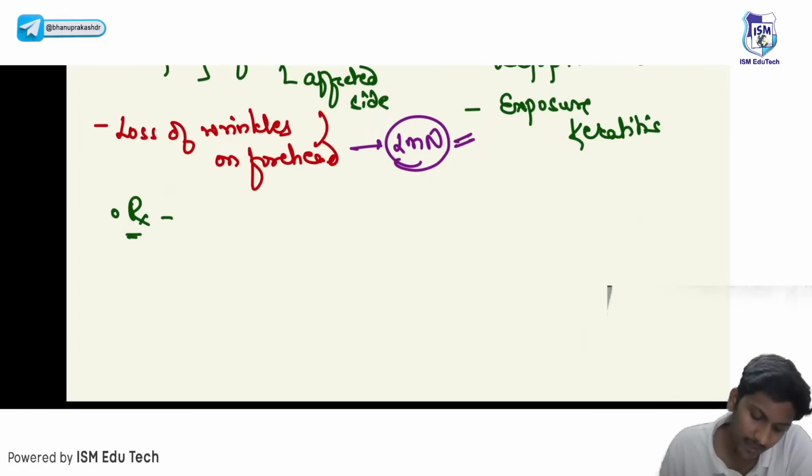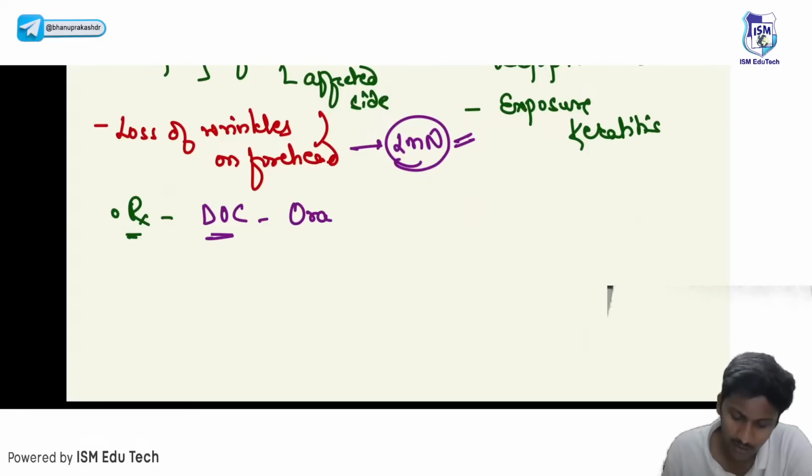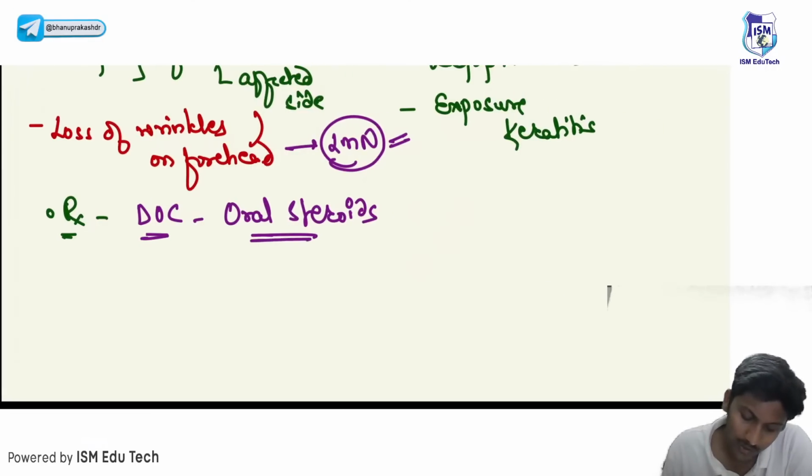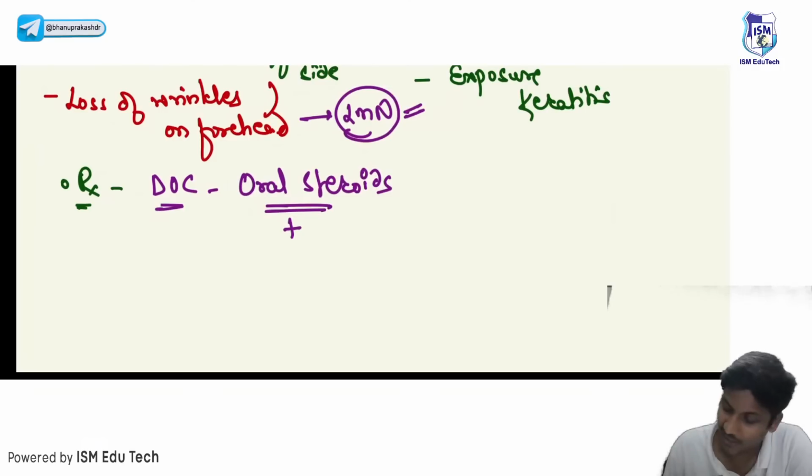So therefore, to decrease the edema, the drug of choice for facial nerve palsy is usually oral steroids. Okay, it is definitely oral steroids. And along with oral steroids, if we are suspecting herpes simplex virus infection, definitely we can also give acyclovir to the patient.